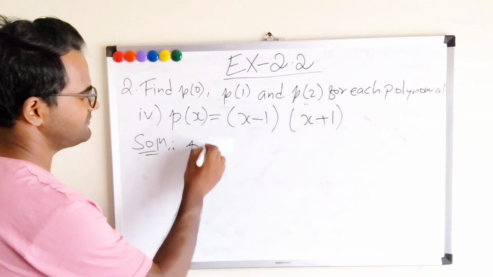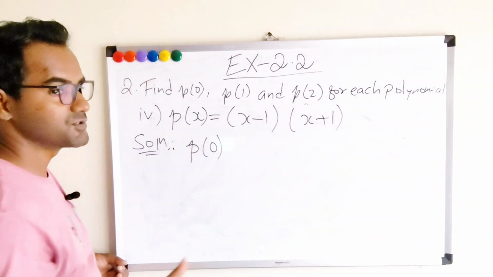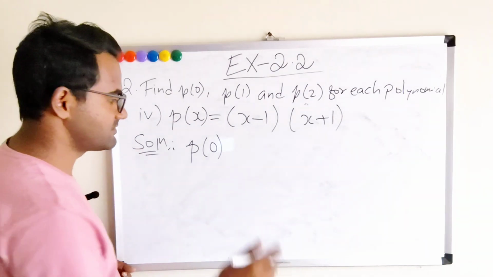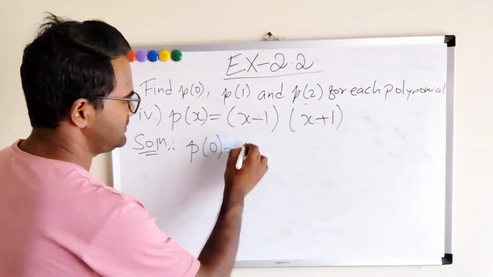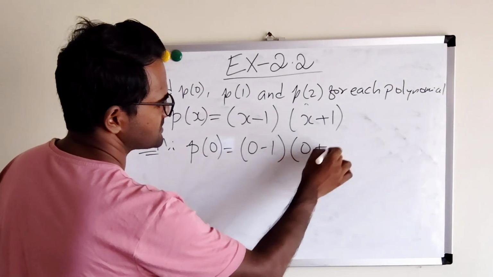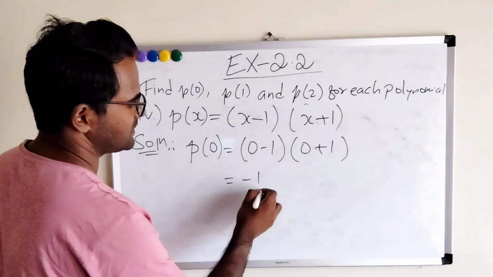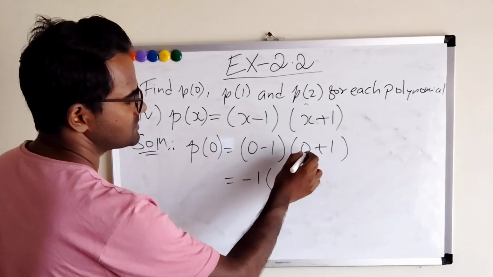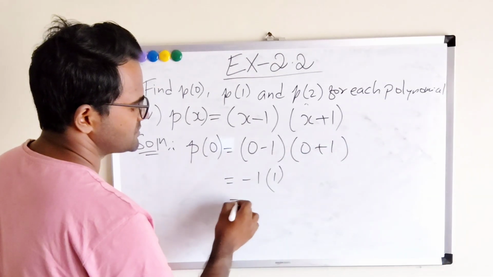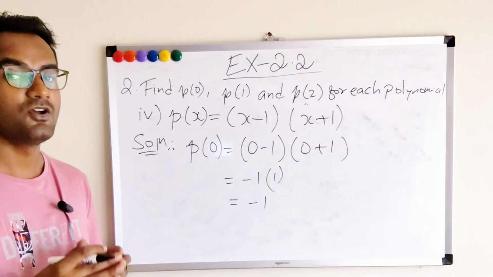So how do we do it? We will write P of 0 first. So P of 0. So wherever x is there, we will put what? We are going to put 0, right? So here 0 minus 1, 0 plus 1. So what do we get? 0 minus 1 is minus 1 into 0 plus 1 is 1, which means it is minus 1. You're going to get here minus 1, right?